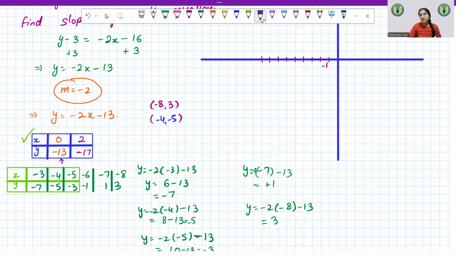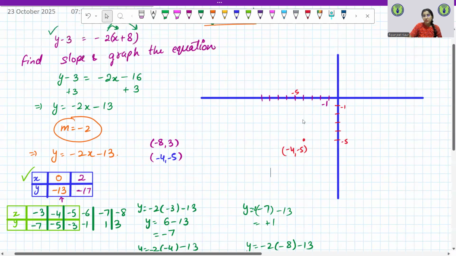So this is somewhere -4 and -5. 1, 2. And here we can just plot -1, -2, -3, -4, and -5. 3, 4, 5, -5. And they want us to plot -4, comma -5. So here is -4 and here is -5. The other number we want is -8. So x is -8, y is +3. So it's going to be in the other quadrant.